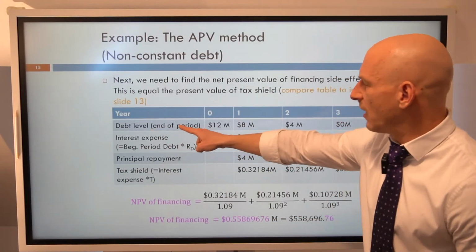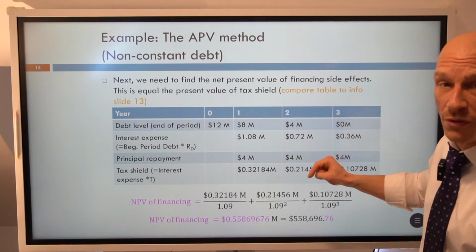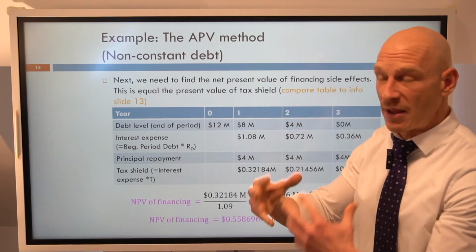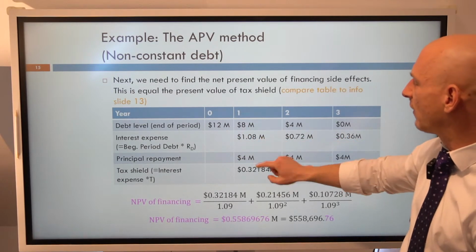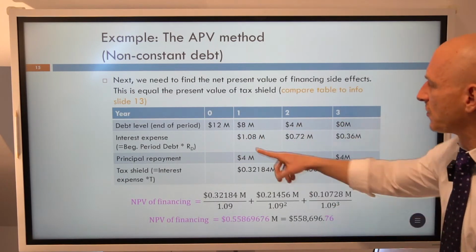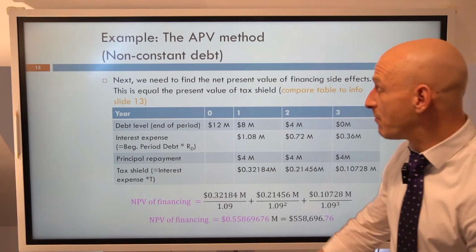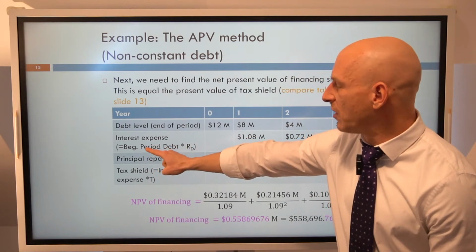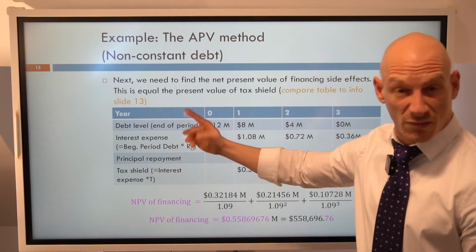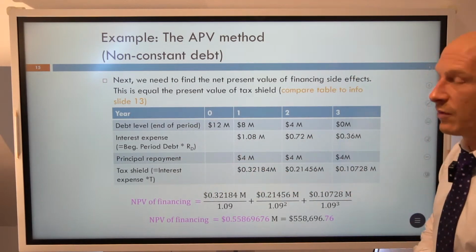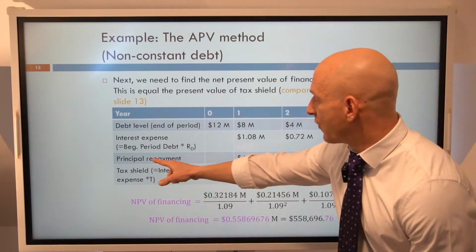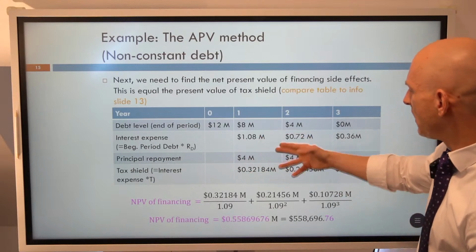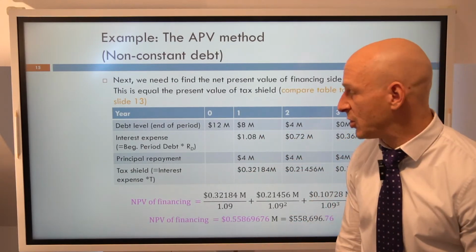So the debt level at the end of each period, that's easy to figure out. We borrow 12, and each year we repay 4 million of the principal amount. So 12 minus 4 is 8, minus 4 is 4, minus 4 is 0. So that's how I get the first row. And then I simply calculate the interest expense as the amount of debt at the beginning of the period multiplied with the cost of debt, the 9%. Boom, boom, boom. There we go. I track here also the principal repayment, basically for the sake of completeness, so that I can see I have factored in all the information available.